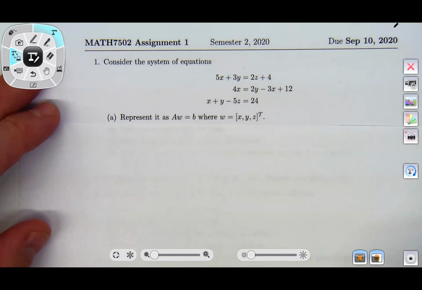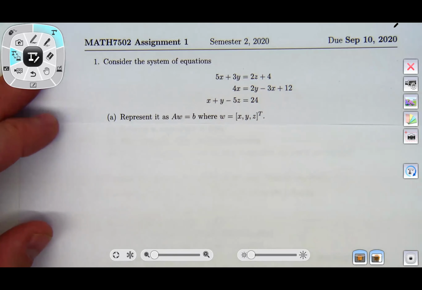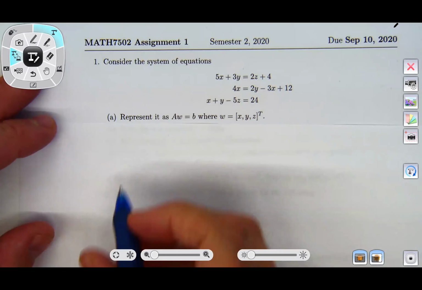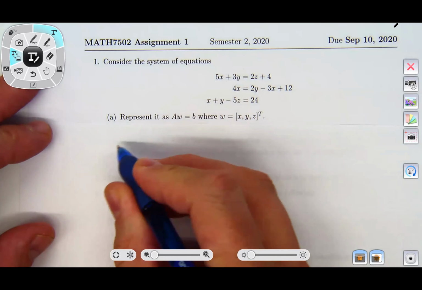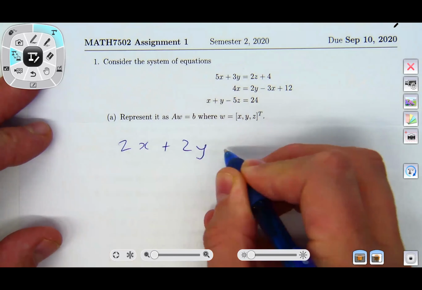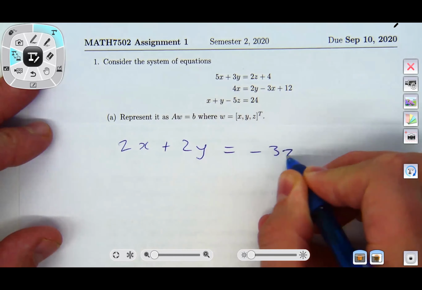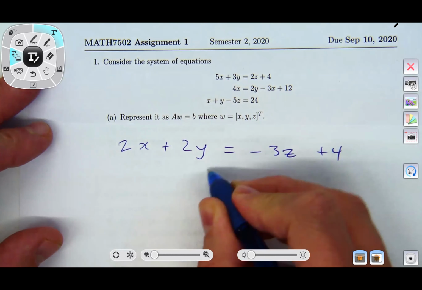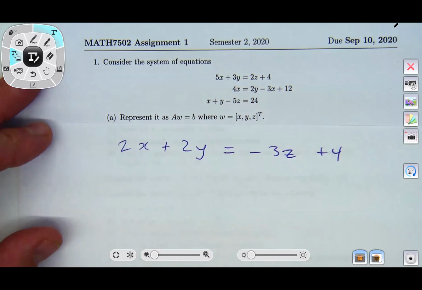All right, so I'm just going to write down one that I've copied down earlier to make sure that it worked. So instead, let's consider 2x plus 2y is equal to minus 3z plus 4, one equation.